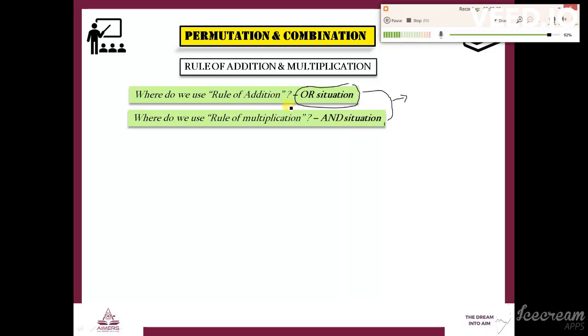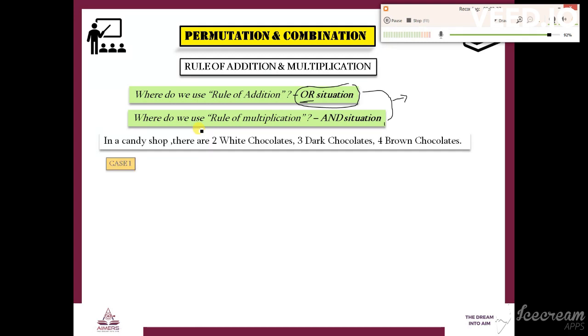Multiplication, or in the sense, is nothing but additions, right? So for better understanding, we will take one example. In a candy shop there are 2 white chocolates, 3 dark chocolates and 4 brown chocolates.